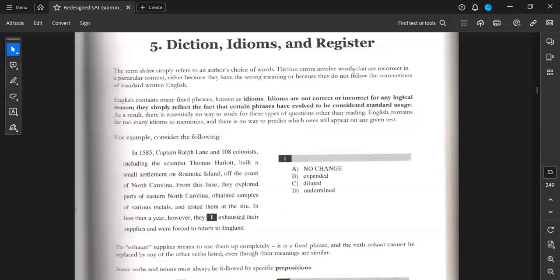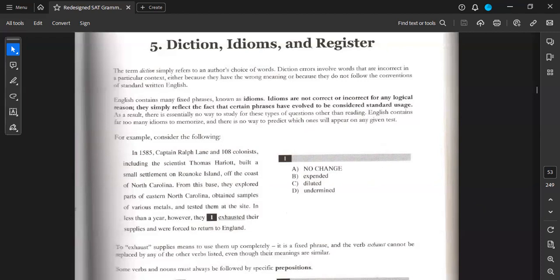I think at the beginning here we had diction errors, which involve words that are incorrect in a particular context. That's because they either have a wrong meaning or they just do not follow the conventions of standard written English. So we're going to look at two things. Context, meaning the word exhausted could mean you're tired, right? You're fatigued, in a particular context. So we need to look at the surrounding context as well. It's very important as we look at this chapter.